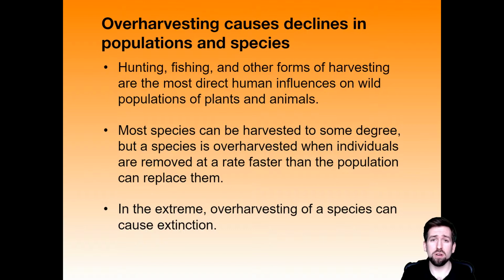And as we saw from previous chapters, this is certainly happening with the oceans, right, where overfishing is leading to a lot of problems due to a tragedy of the commons, and those populations just can't reproduce fast enough to meet the demand of those fishermen. In the extreme, overharvesting of a species can cause extinction.